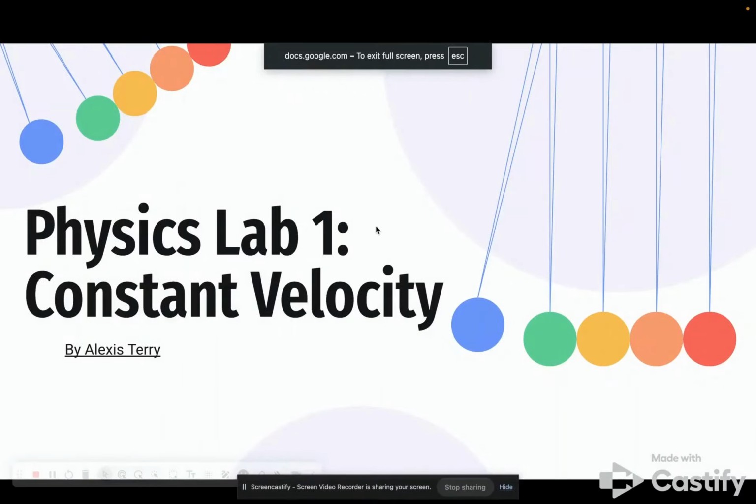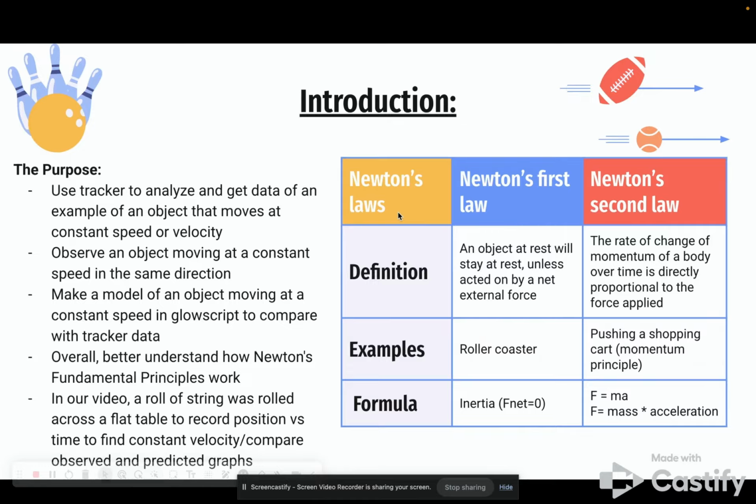Okay, so this is the Physics Lab 1 constant velocity. In this lab, we investigated how an object moves when it travels at constant velocity. The purpose and goal was to analyze motion using both experimental data and a computational model, and then compare the two. To do this, we rolled a roll of string across a flat table and recorded its motion using video tracking software, and then from that video, we measured position over time to determine how the object moved.